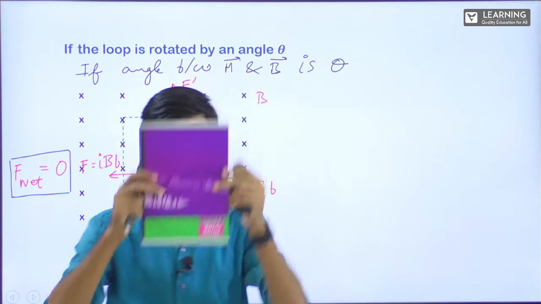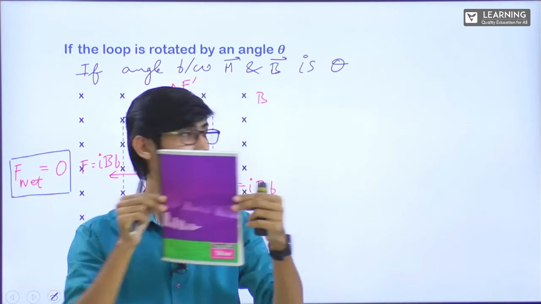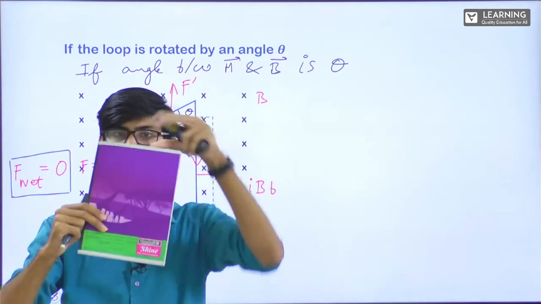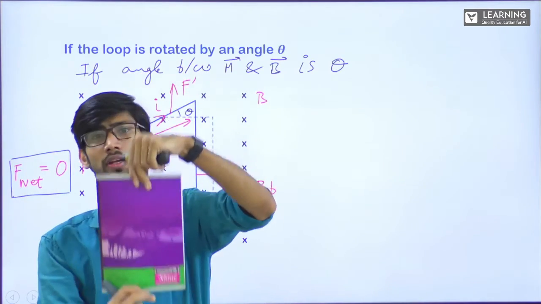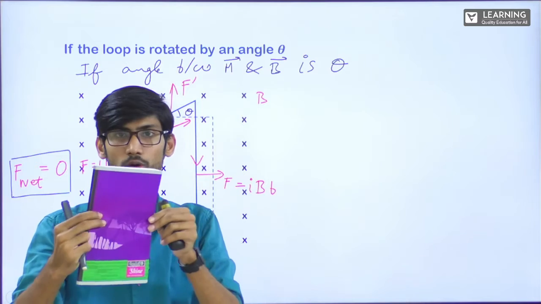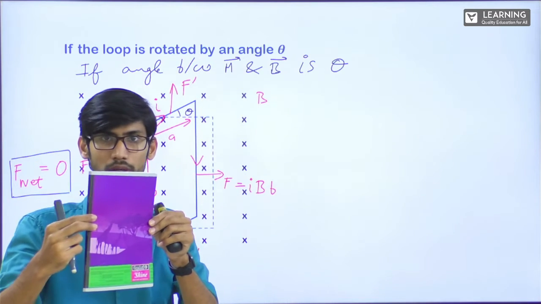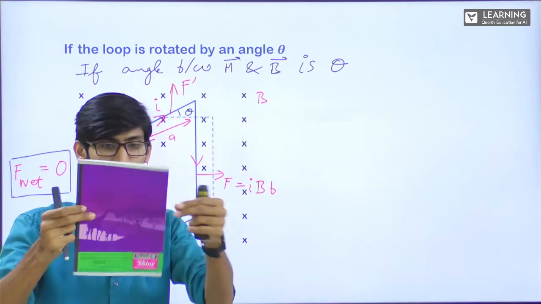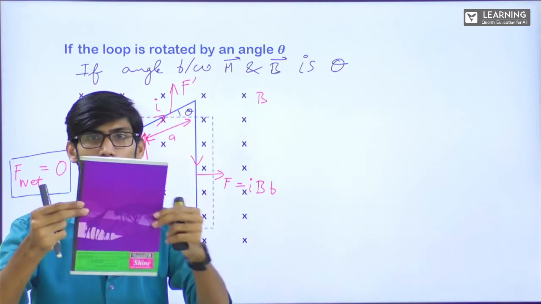See, this is a book. Earlier it was kept like this. Let's say earlier the rectangular loop was kept like this. If I stretch it from both the sides, nothing will happen. If I stretch it from here also, nothing will happen. But now if I rotate it by some angle, now it is rotated. Now if I put a force here and I put a force here, it will rotate, see.